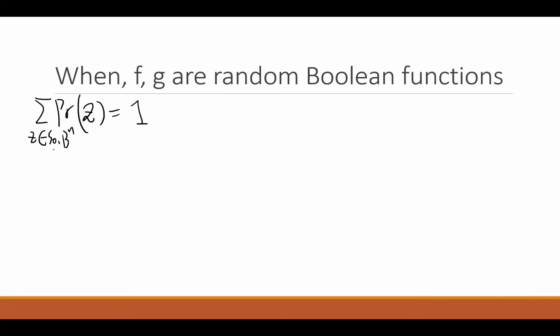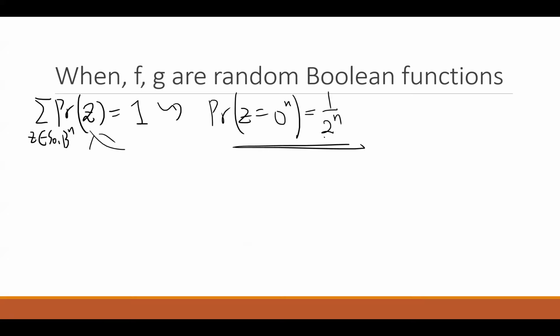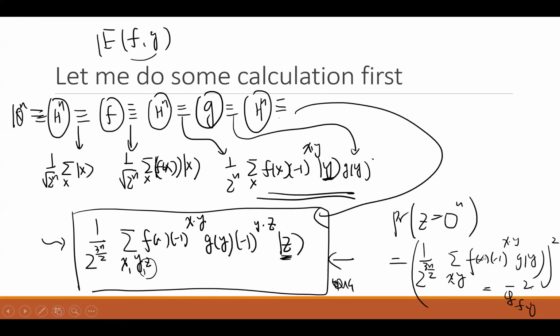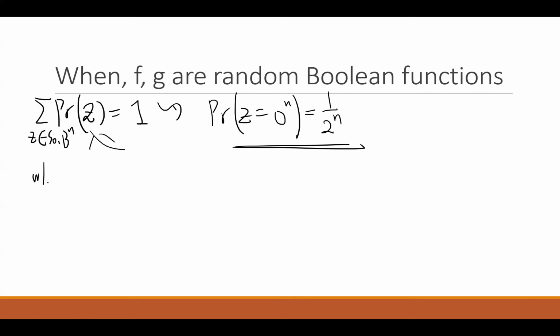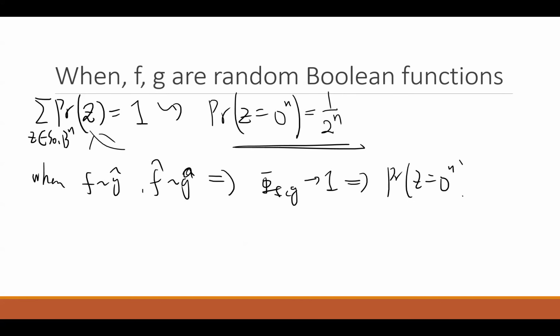But if f and g are random, there's no particular preference. So they are equally distributed, meaning that the probability of z equals 0^n is 1 over 2^n. Okay, so it's negligible when n is large. But when f and g are Fourier-related, or f has g hat, then obviously this Φ_fg is very close to 1. So that means that the probability of z equals 0^n is very large, close to 1.